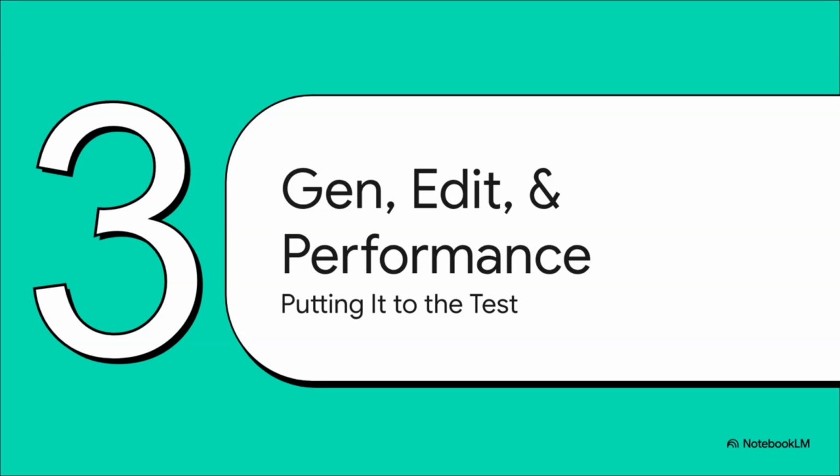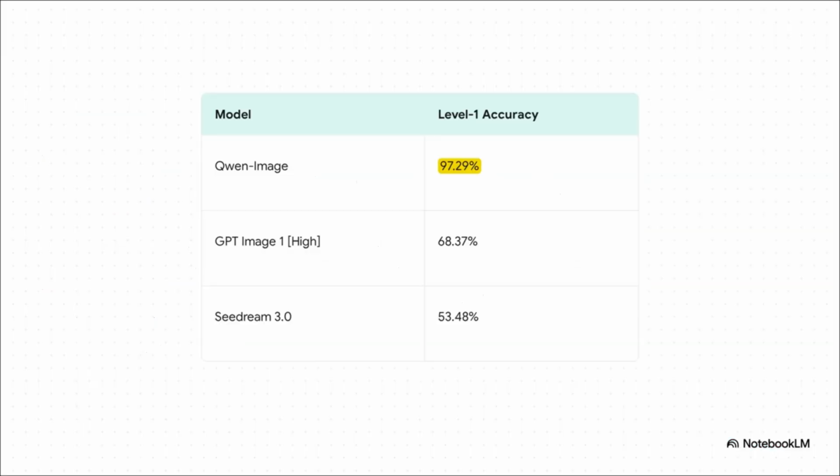Okay, so all that painstaking work on the data sounds great in theory, but did it actually pay off? Let's put this thing to the test and see how Qwen-Image really performs out in the wild. The results are, well, they're frankly stunning. Just look at this table. It shows how well different models can render common Chinese characters, which is an incredibly tough task for an AI. Qwen-Image is sitting at over 97% accuracy.